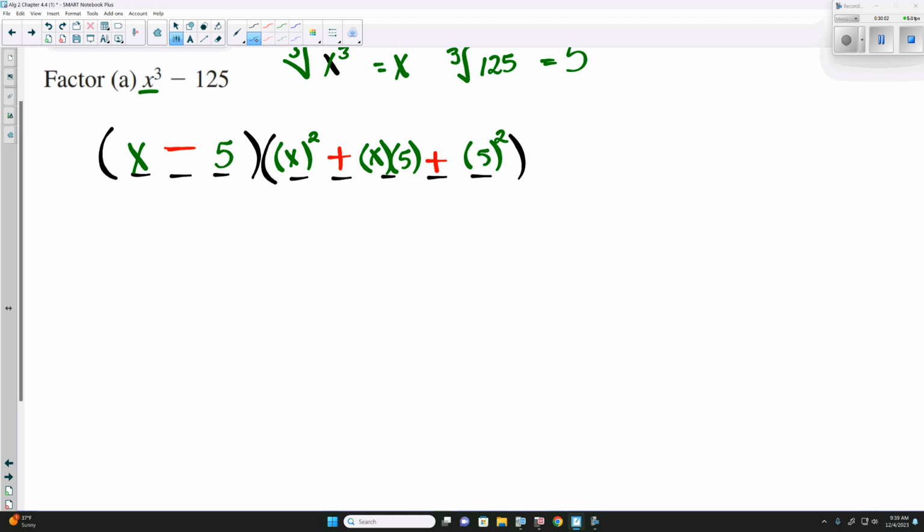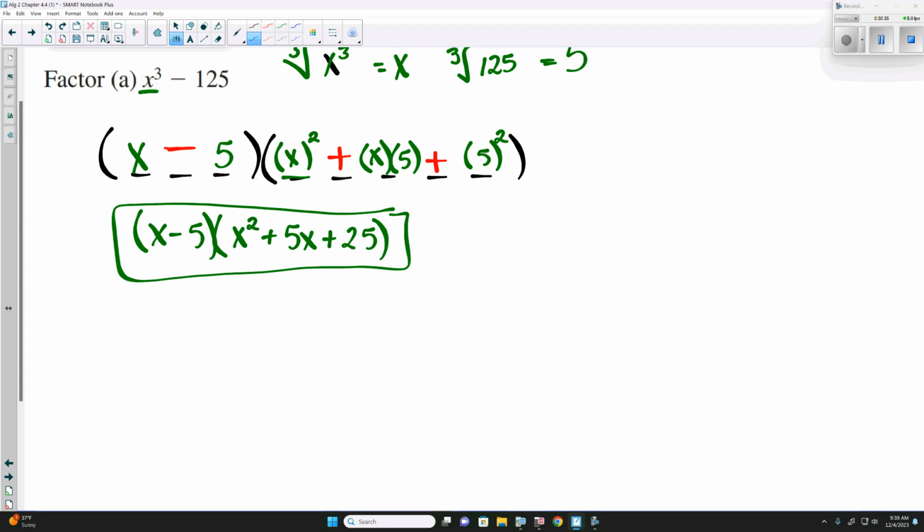Are you ready for the last step? Last step is to simplify. In our first set of parentheses, we'll just have x minus 5. In the second one, our x times x would be x squared. Plus, x times 5 is 5x. Plus 5 squared is 25. And x cubed minus 125 factors as x minus 5 times x squared plus 5x plus 25. And that's as simplified as it gets.